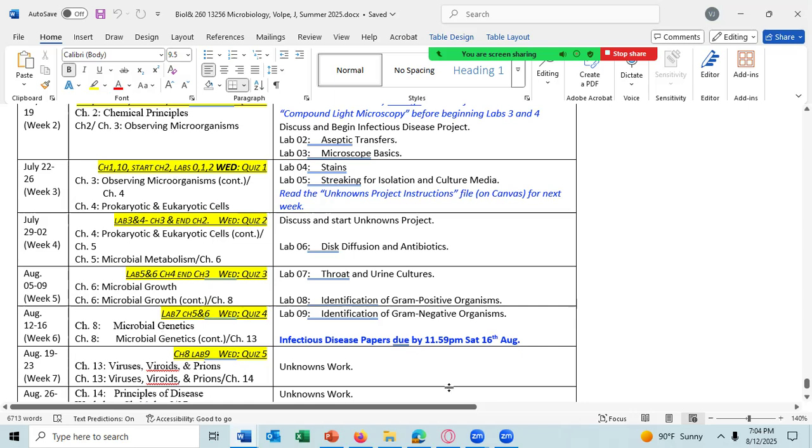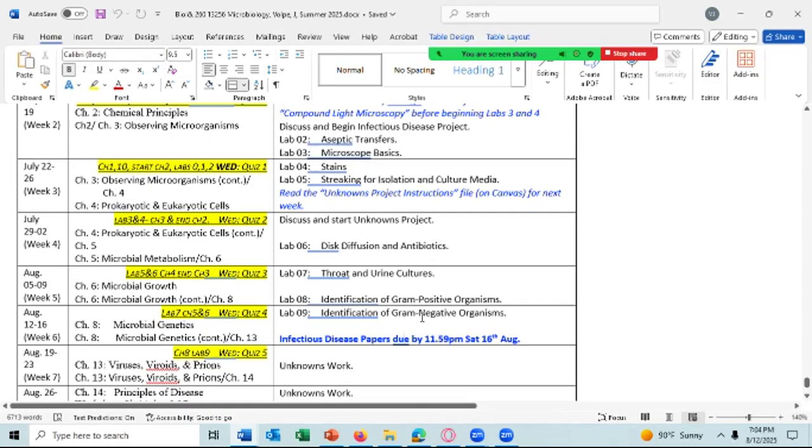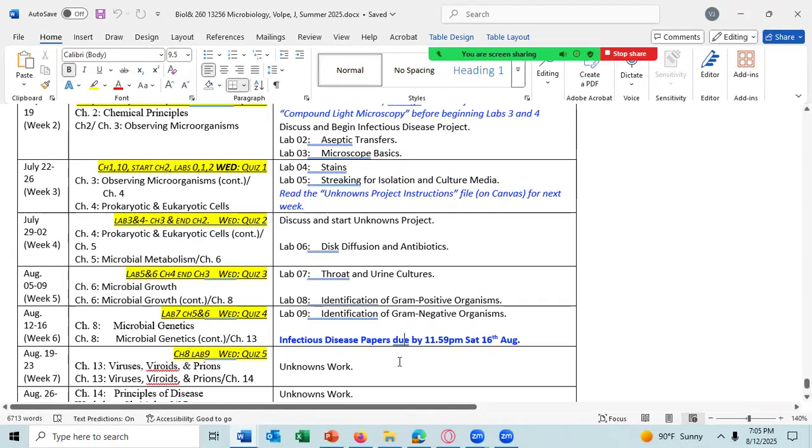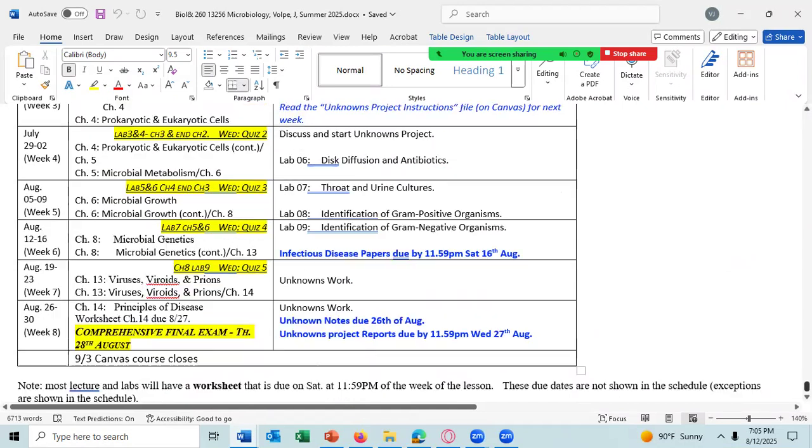Boy, we're getting towards the end of the class here. All right, today we're doing Lab 9, identification of gram-negative organisms. This will be our last real lab. We still have the infectious disease paper to turn in this Saturday, and you still have the unknown project to work on. But today will be our last lab.